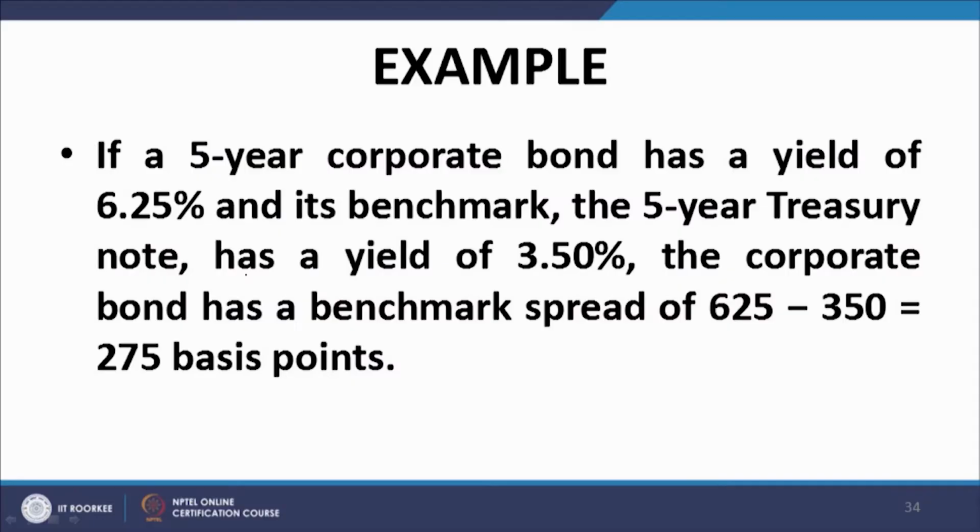For example, if a 5-year corporate bond has a yield of 6.25% and its benchmark, the 5-year treasury note, has a yield of 3.50%, then the corporate bond has a benchmark spread, you can also call it a G spread in this particular case, of 275 basis points. The spreads, that is the benchmark spread or the G spread, are usually represented in basis points. The benchmark spread may change during a bond's life.